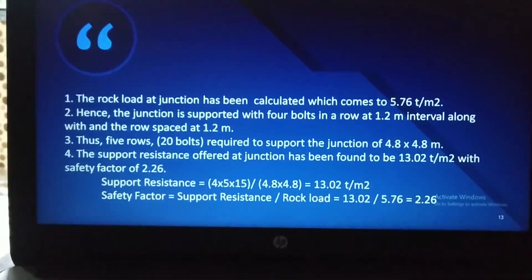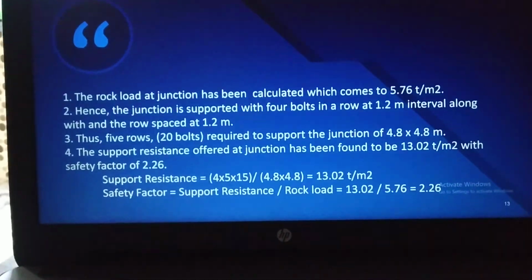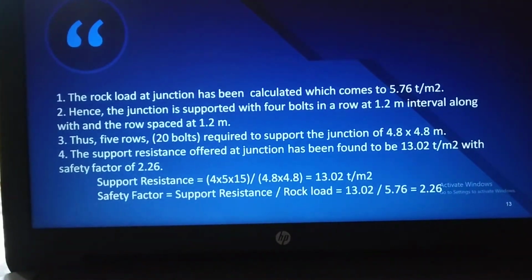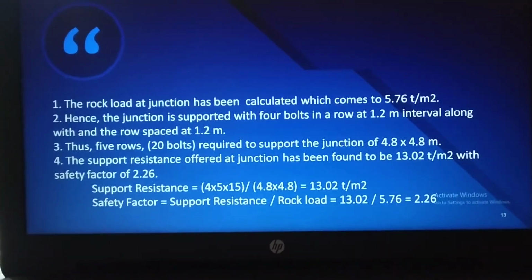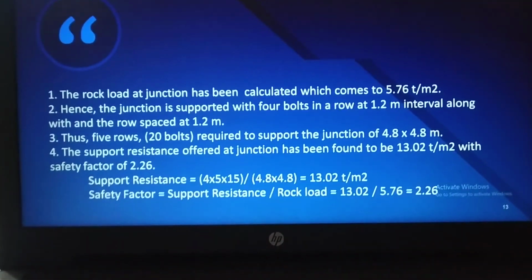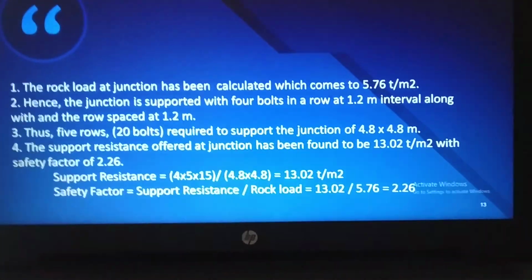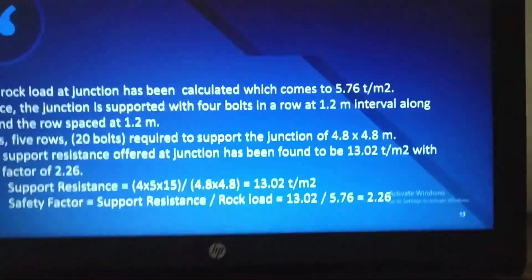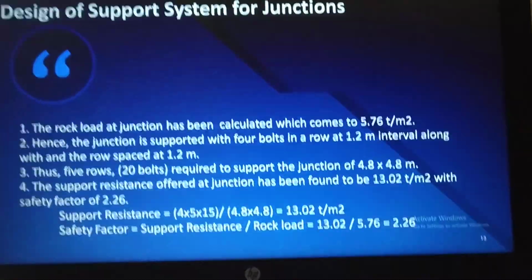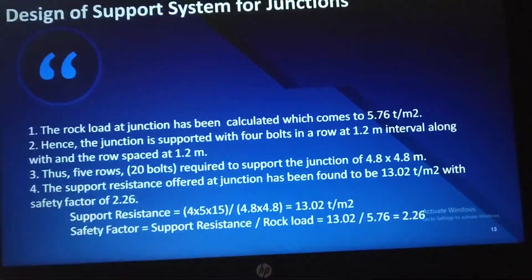For the junctions, the rock load at the junction was 5.76 ton, and the junction was supported with 4 bolts in a row at 1.2 meter interval, along with the row spaced at 1.2 meter, and there were 5 rows consisting of 20 bolts, at a junction of 4.8 into 4.8 meters. The safety factor that we got here was 2.26, you might say 2.3, and the support resistance was 13.02 tons per meter square.